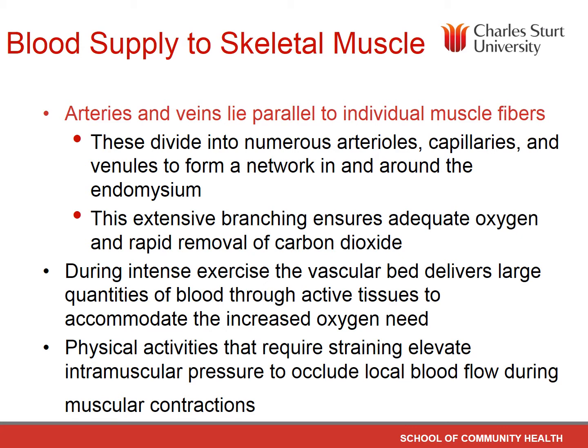Now, during intense exercise, the vascular bed delivers large quantities of blood through active tissues to accommodate this increased oxygen need. Again, we spoke about this in the cardiovascular lecture. We have vasodilation of the blood vessels going to active muscles, while we shunt blood away from areas where we don't need to send it, such as the digestive system and kidneys, during exercise.